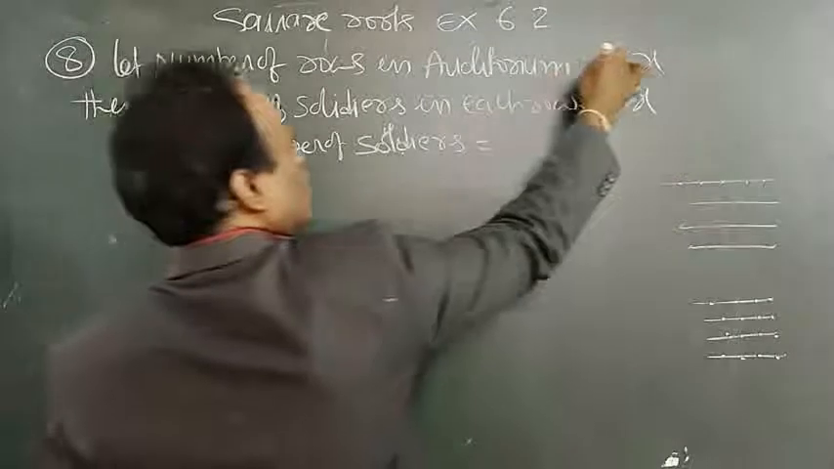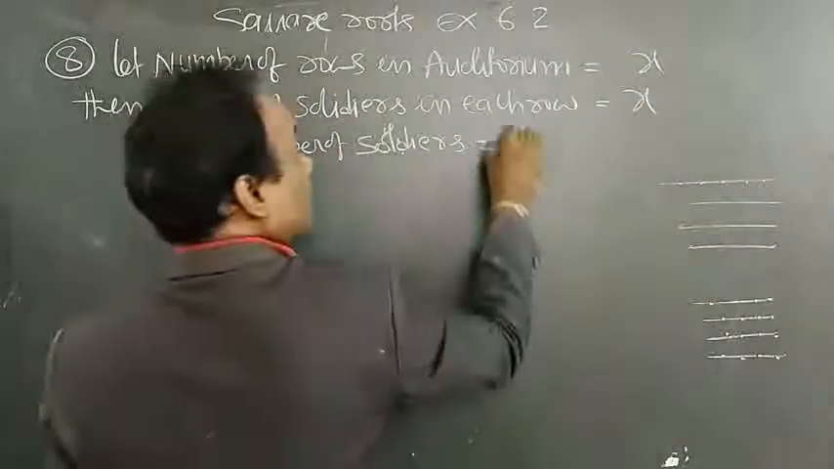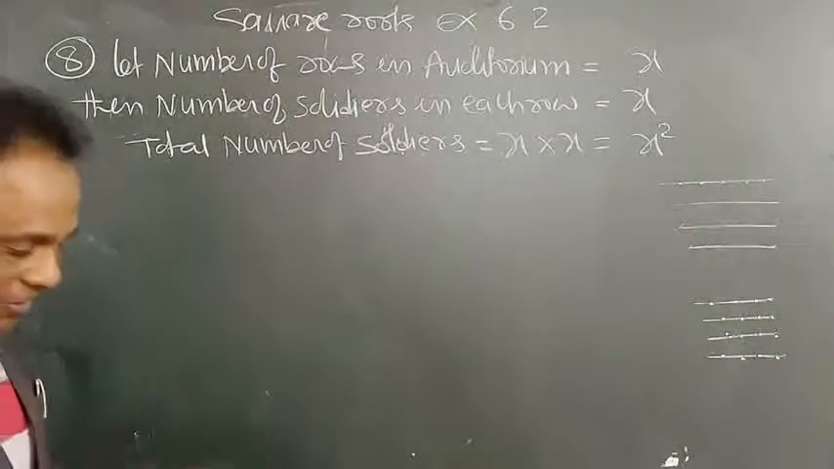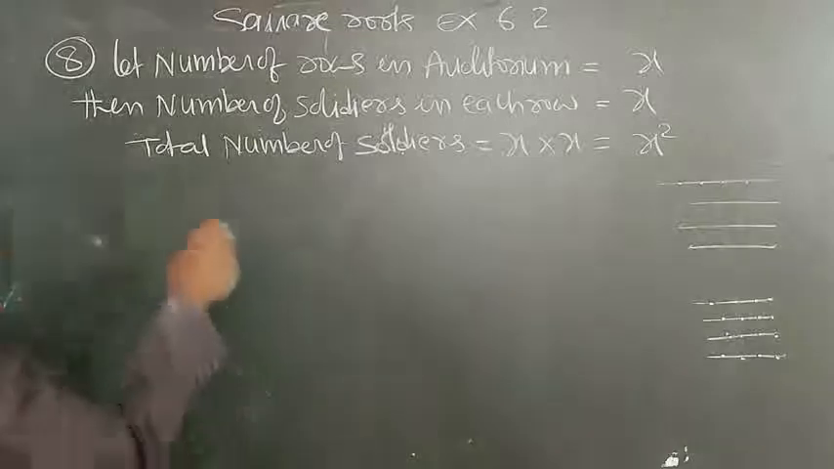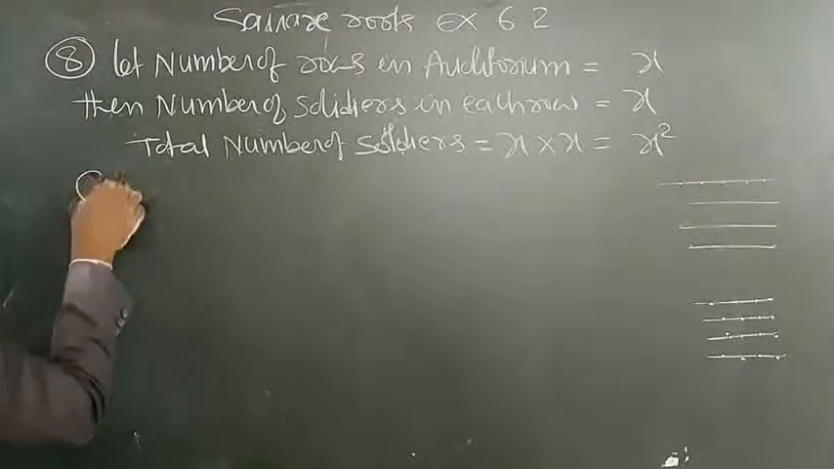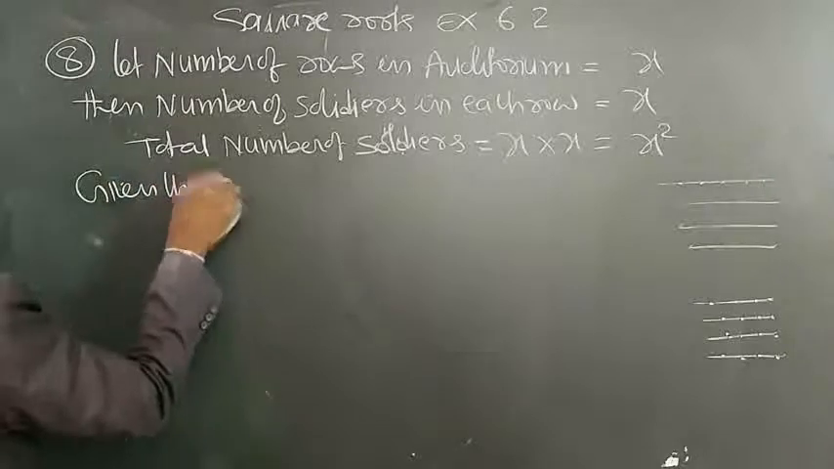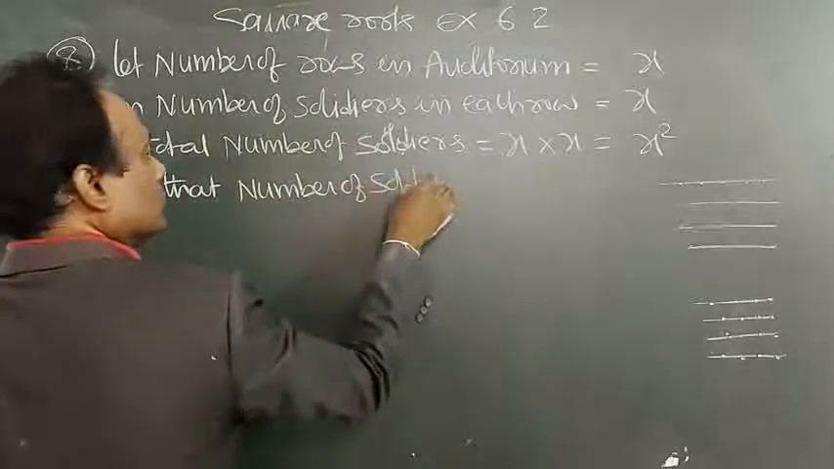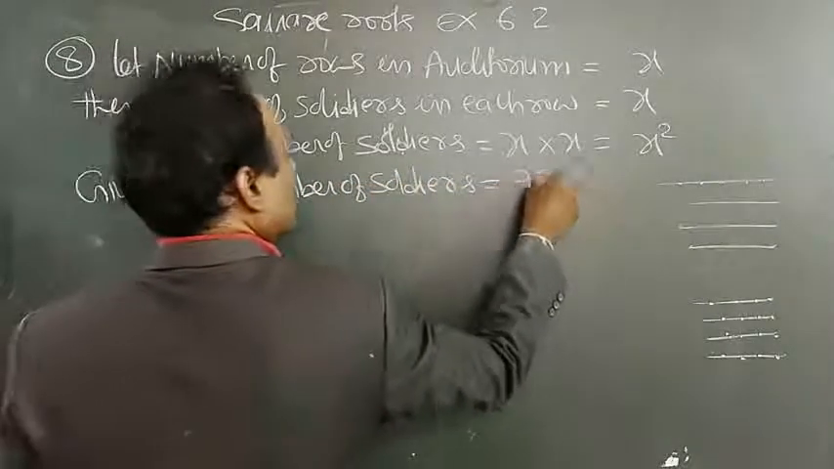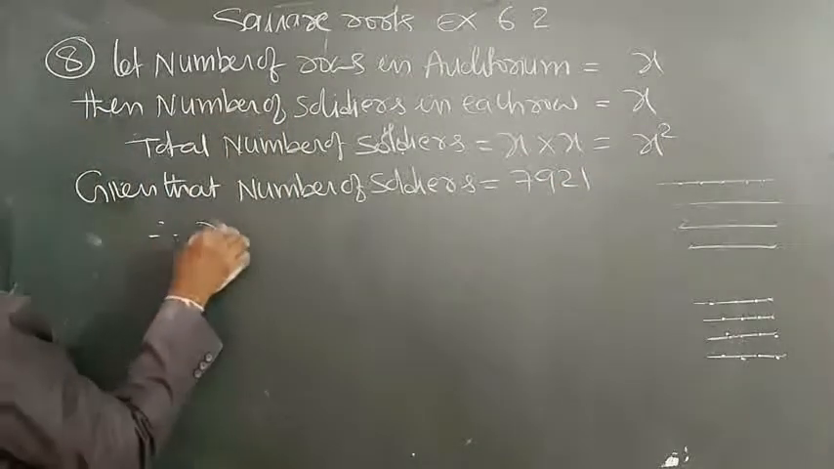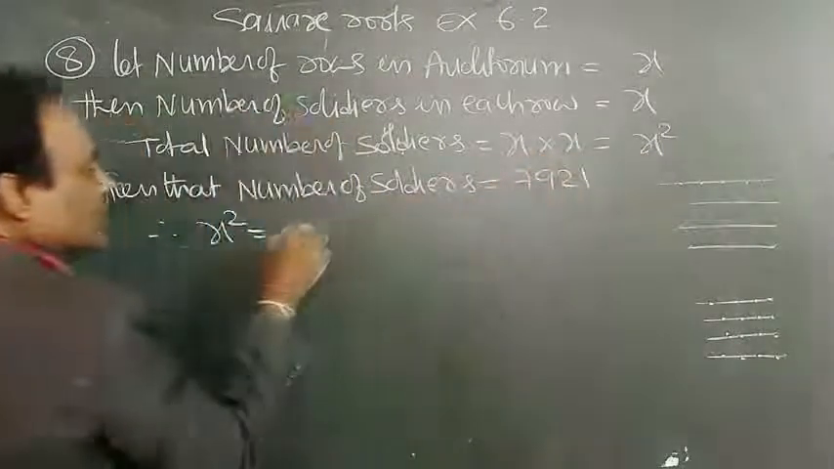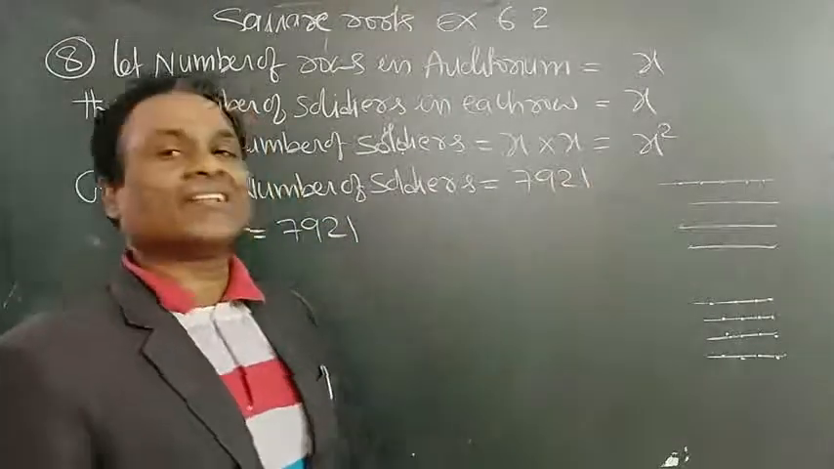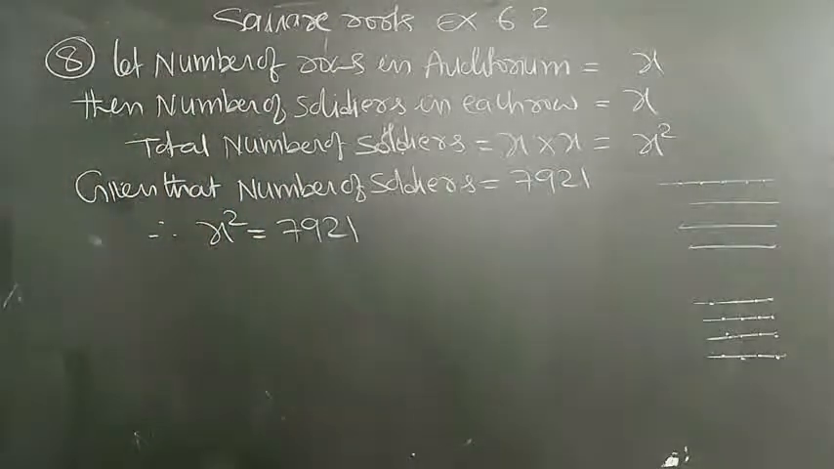So if there are X rows, each row has X soldiers. The total number of soldiers is X into X, which is nothing but X square. But it is given in the problem that the number of soldiers is 7921. Therefore, X square is equal to 7921.